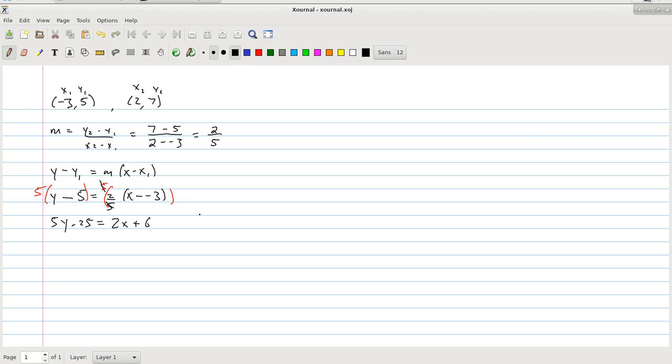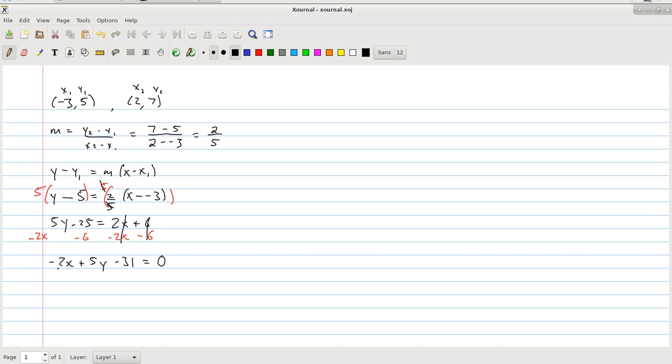General form has everything on the same side of the equation, so at this point, let's zero out the right-hand side by subtracting 2x on both sides of the equation and subtracting 6 on both sides of the equation. So on the left, we've got negative 2x plus 5y minus 31. On the right, everything cancels out, and we've got 0.